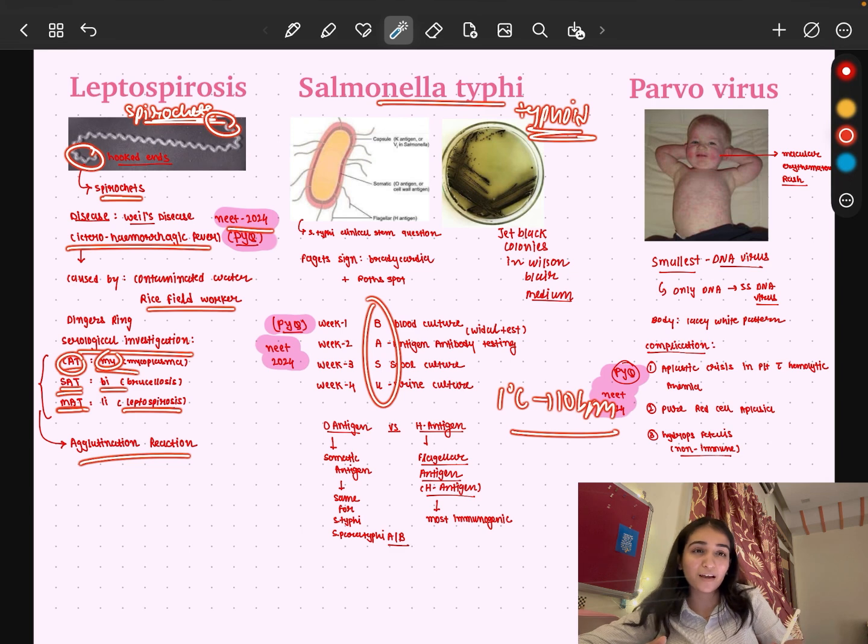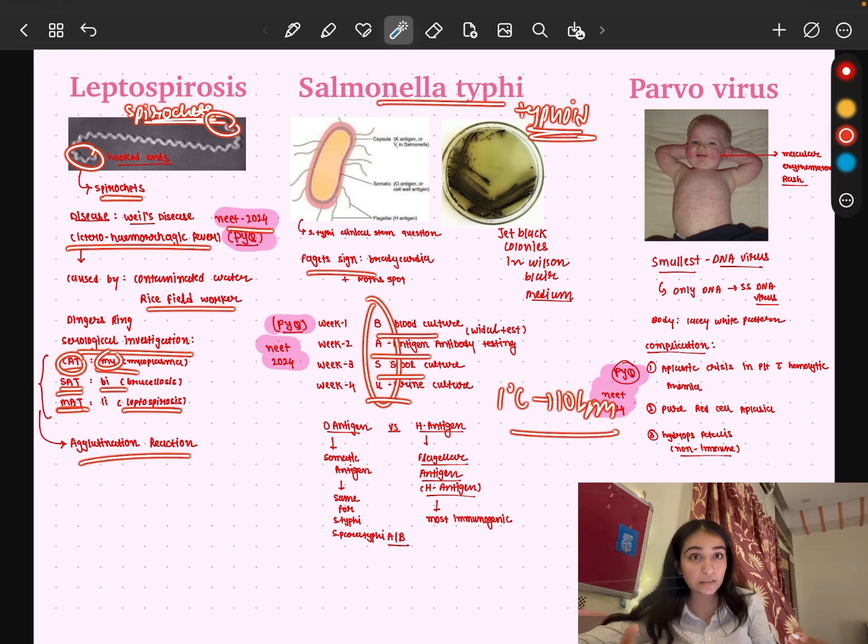So yeah, I think in the book which we referred also had this mnemonic. So yeah, BASU, which is blood in week 1. Then you have antigen antibody reaction, which is your Vidal test in week 2. And then you have week 3 stool culture, and week 4 is urine culture. Again, very important thing you need to know.